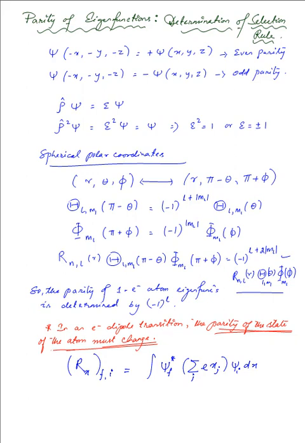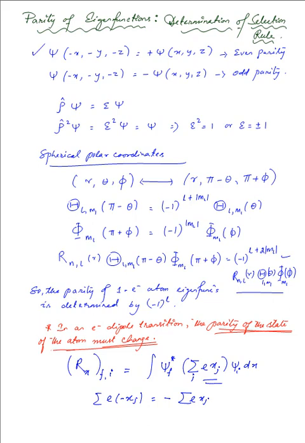The parity of this factor, that is e times the distance, is going to be odd, because we are going to have e times minus xj, and that is equal to minus e times xj, because changing the sign of the coordinates upon the parity operation changes the sign of the rectangular coordinates, as we have discussed earlier, right in the very beginning of this discussion. So therefore that is going to change.